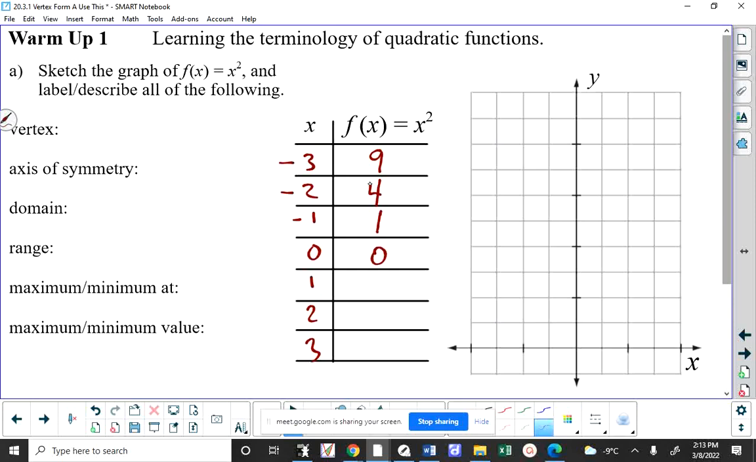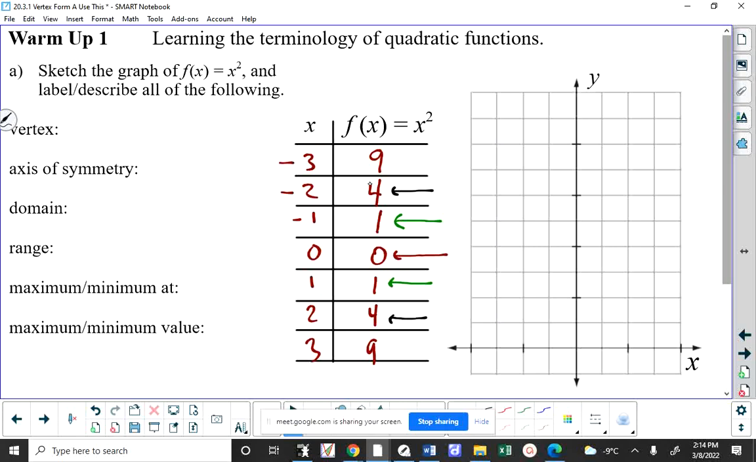Now look at what happens here. We get 1, 4, and 9. And this is called symmetry in math. That there's kind of a middle here that's 0, and when you look this way and this way, you get the same result. And when you look a little further in one direction and a little further in another direction, you get the same result.